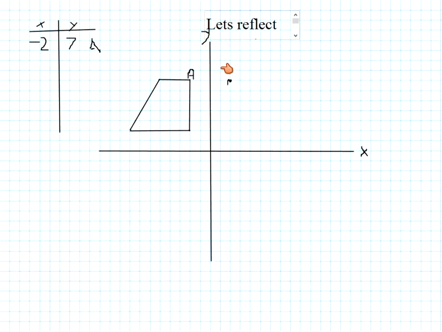Now I just made a big mess there. I'm going to clear that off. And I'm going to start right there. Now, how many do I go across? Well, let's count. 1, 2, 3. So I started at the second, and I'm going to go across 3. 1, 2, 3. Now, this is A prime.